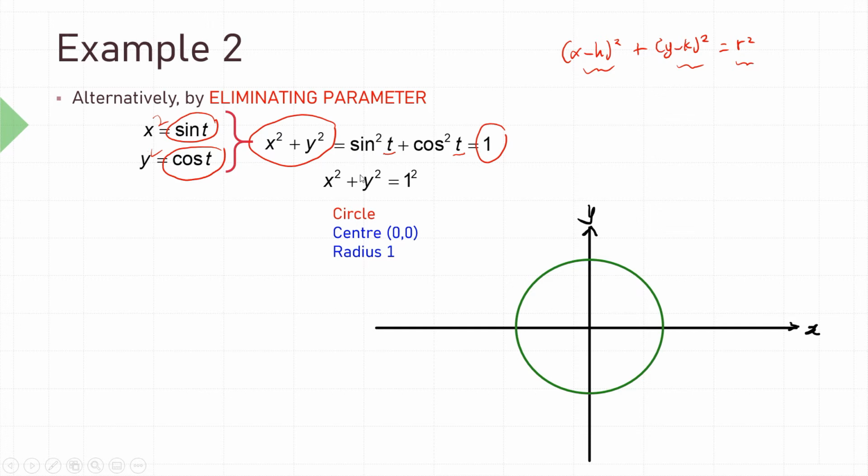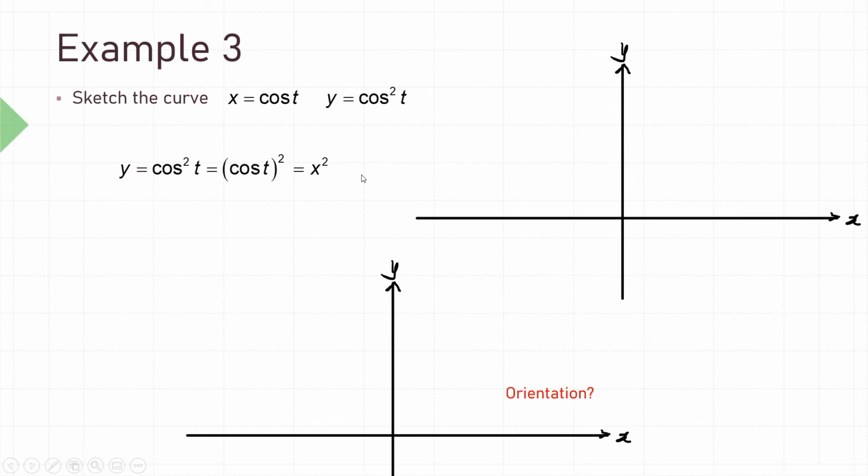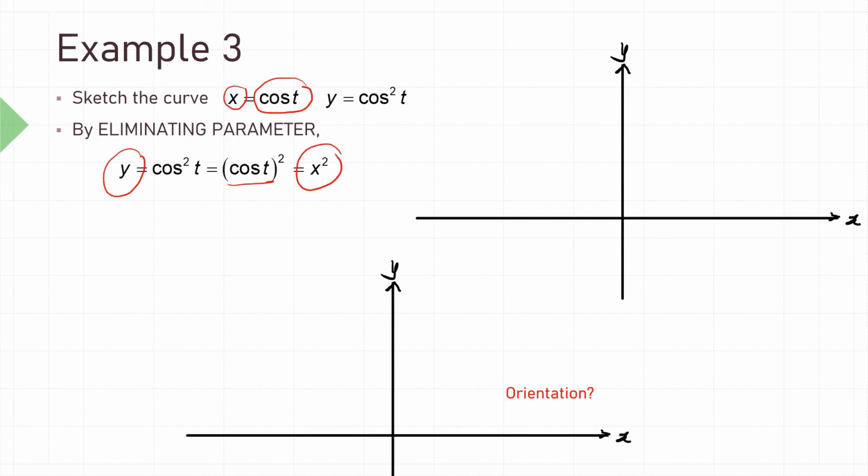Okay, let's now move to the next example. Suppose we have to sketch the curve where x equal to cos t, y equal to cos squared t. We know that for y, by eliminating the parameter, we can write y equal to cos squared t, or (cos t) squared in brackets, meaning that because cos t is x, we have y equal to x squared.